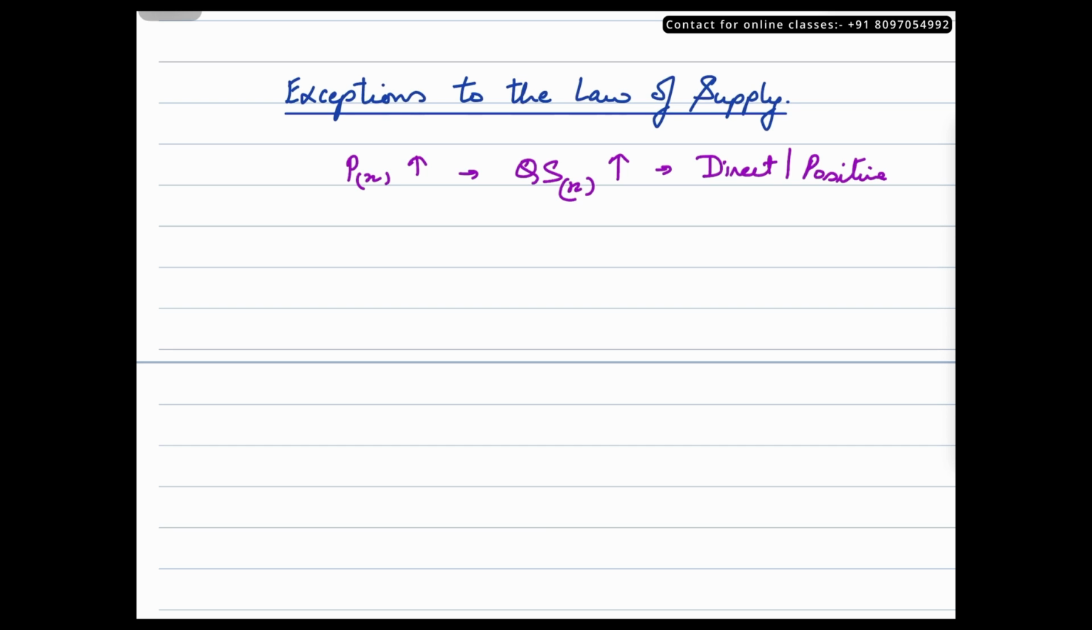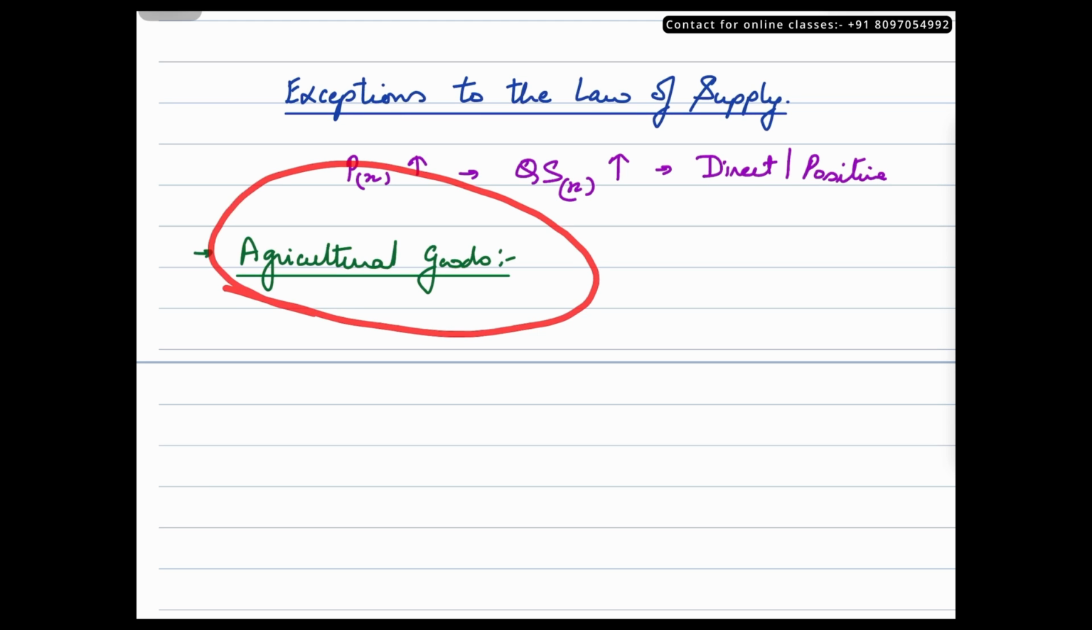Now, when we talk about exceptions, these are the situations where this relationship does not work, or we should say that this relationship is violated. So let us take a look at what are the scenarios. So the first scenario here is agricultural goods. Now I certainly hope I don't have to explain what agricultural goods are. We know and we should be knowing what agricultural goods are.